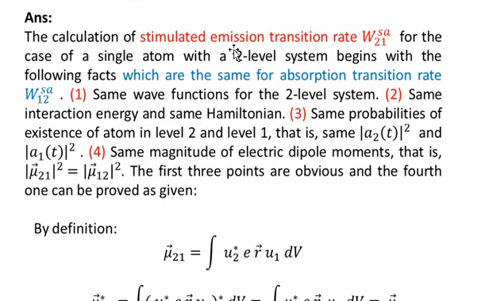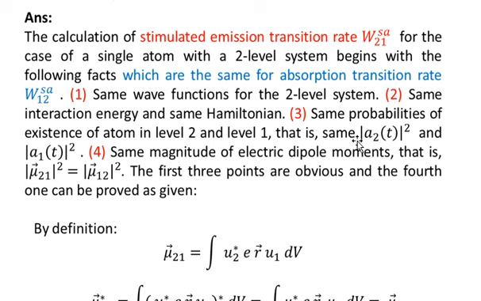Answer. The calculation of the stimulated emission transition rate, denoted by W21 with superscript SA, for the case of a single atom with a two-level system begins with the following facts, which are the same as for the absorption transition rate W12. Number 1, same wave functions for the two-level system. Number 2, same interaction energy and same Hamiltonian. Number 3, same probabilities of existence of the atom in level 2 and level 1.